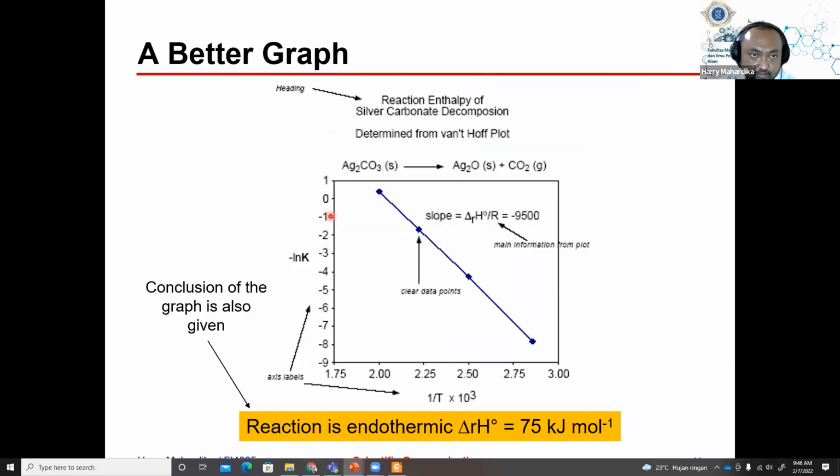Okay, here is a better graph, and this is coming from a certain presentation. So you have a heading or a title of this graph, and then the conclusion of the graph is also given like this one, and then you have information about the regression line or about the slope of this line, and so on. So it may help the reader understand your data, and this type of display is better suited for a presentation.